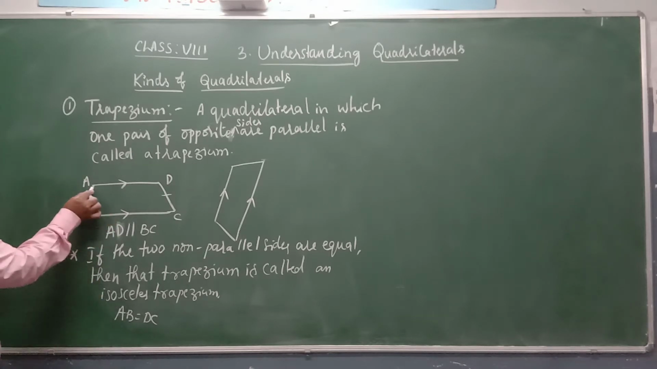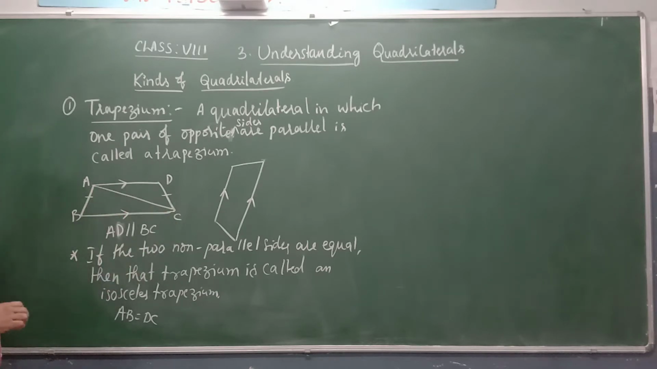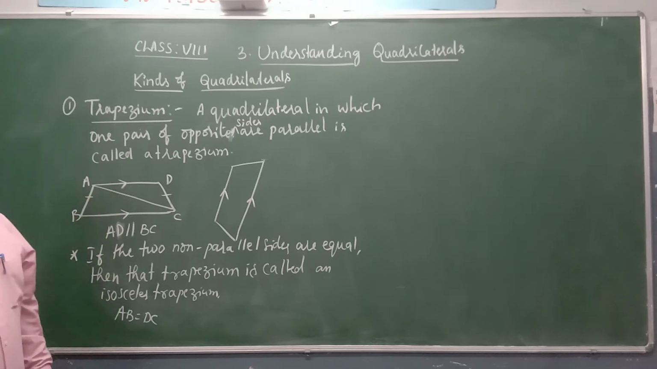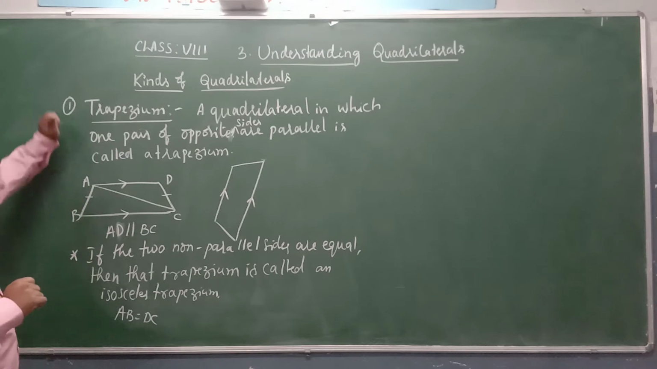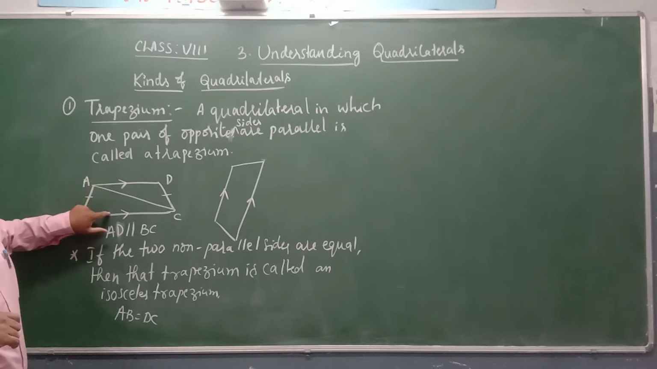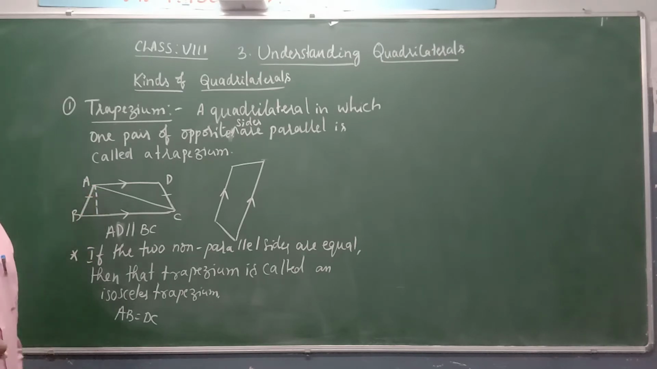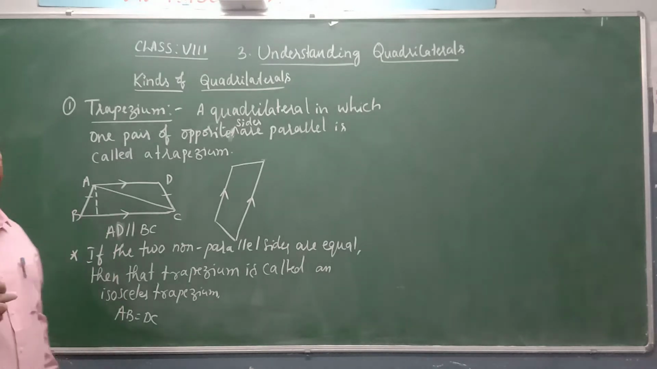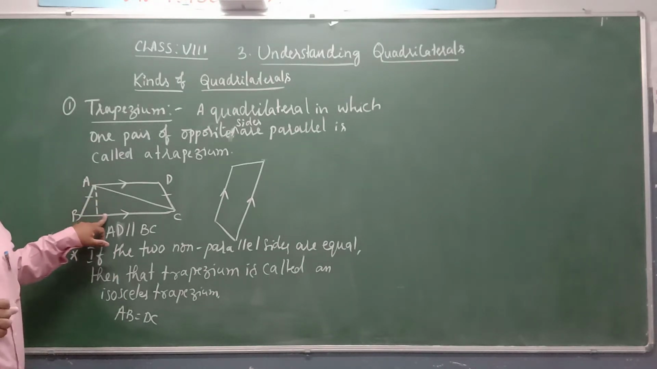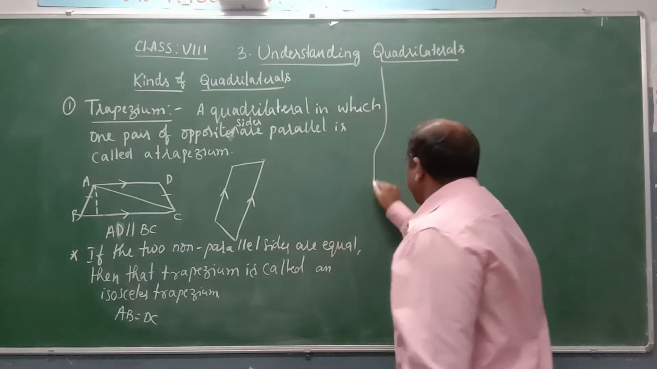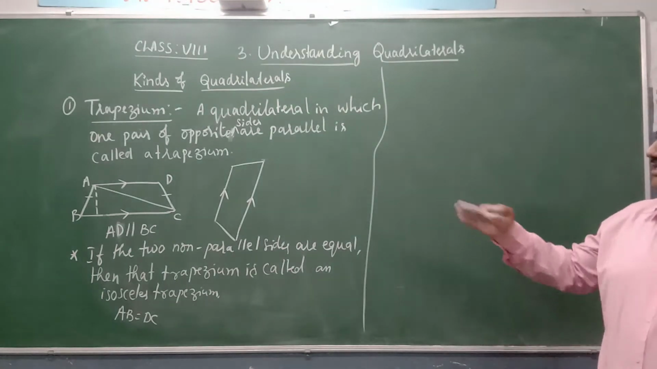Now what about the diagonal? The diagonal of the trapezium divides it into two triangles. Now this is about the trapezium. Next we will discuss the distance between the two parallel sides of the trapezium. We'll discuss the trapezium in depth in the mensuration chapter also. So this is about the trapezium.